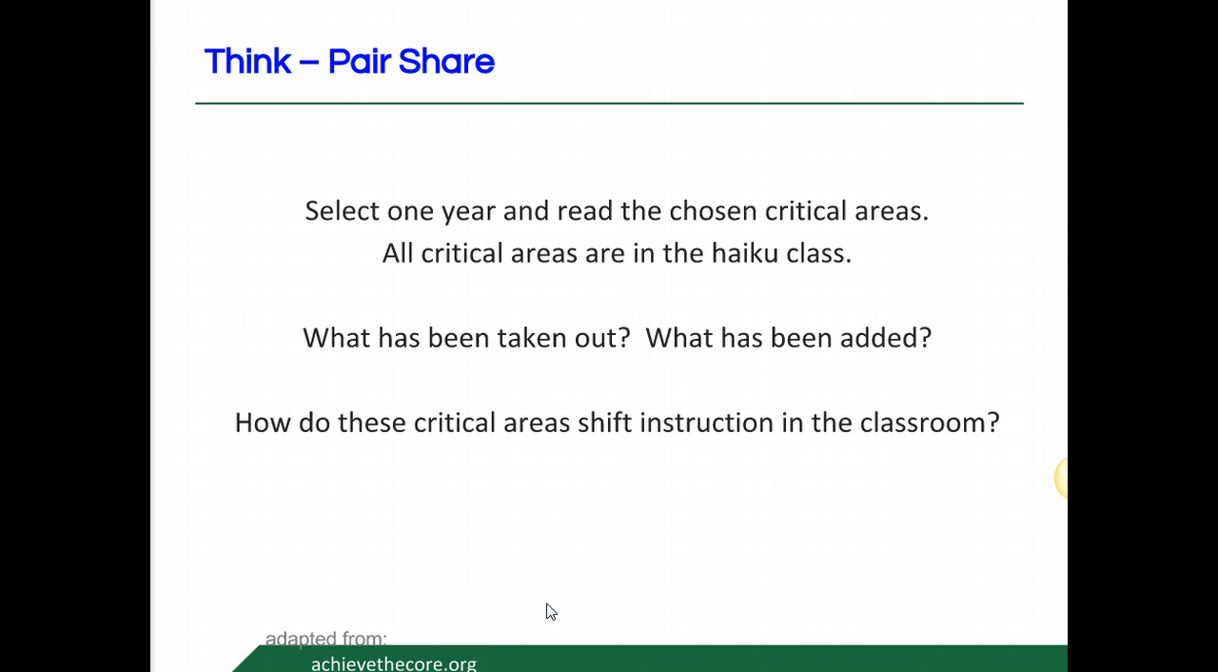Once you've done that reading and that thinking, find a colleague at school, or if you're doing this in a group setting, work in pairs to share out what you see, what you notice. All right?